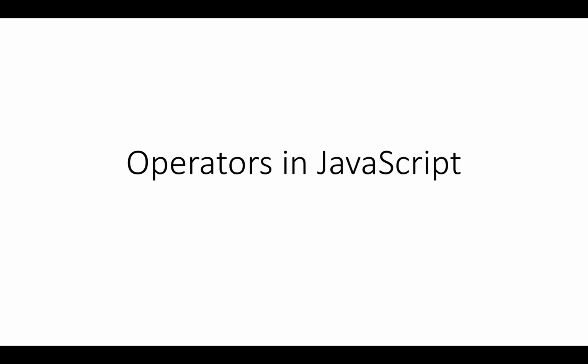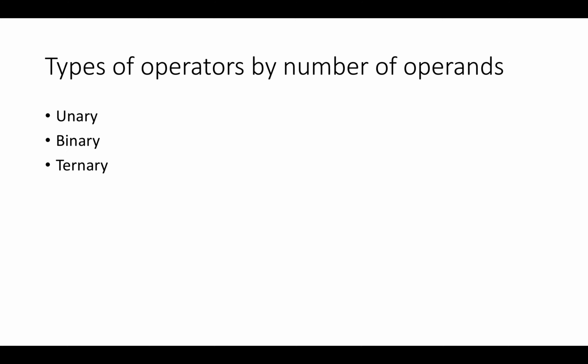What are operators? Operators can perform operations on variables or constants. The operations can be like arithmetic operations, comparison, or logical operations. And based on the number of arguments the operator takes, it's divided into three categories: unary, binary, and ternary. A unary operator takes only one argument, binary takes two arguments, and ternary takes three arguments.